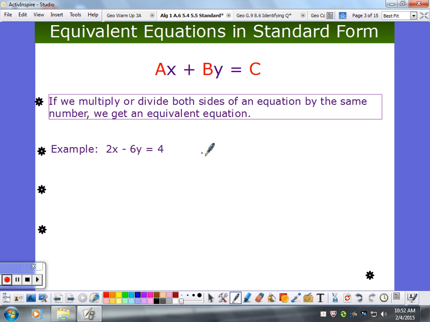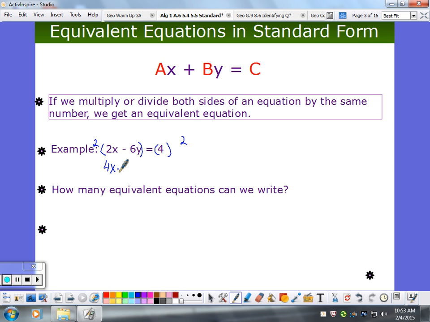And we actually did this when we solved our linear systems. So if I have 2x minus 6y equals 4, how many equivalent equations? What about 1? And what I mean by this is, let's say both sides are multiplied by 2. What do I get? 4x minus 12y equals 8.